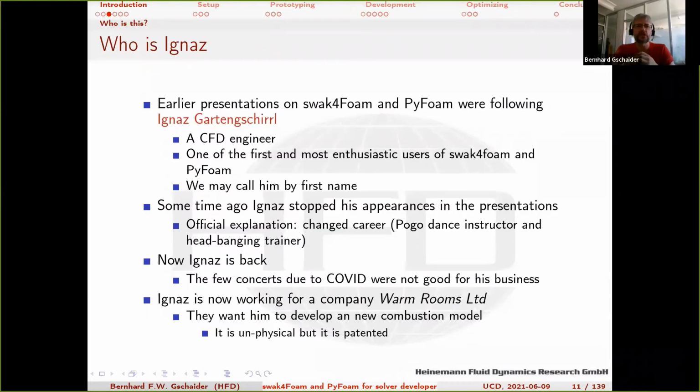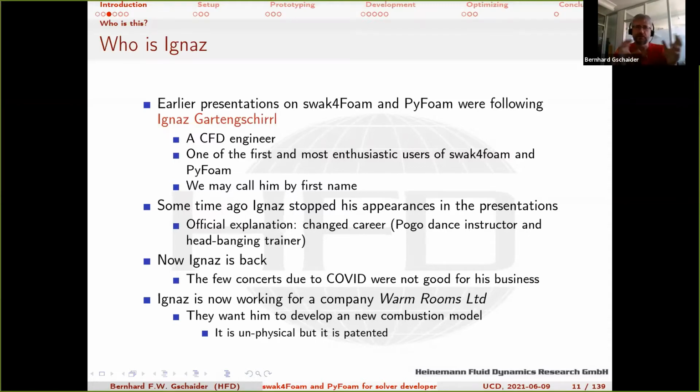During this presentation, I will take the point of view of a guy called Ignaz Gartenschirl. Ignaz Gartenschirl is a CFD developer. He was one of the first and most enthusiastic users of swak4Foam and PyFoam, and we may call him by his first name. And people from Austria can tell you what his last name means.